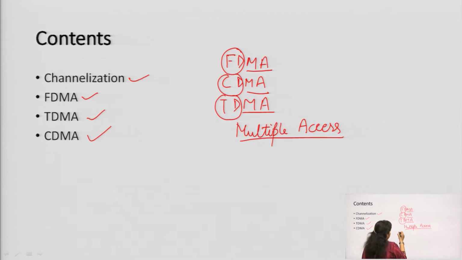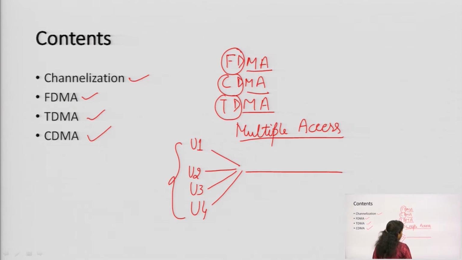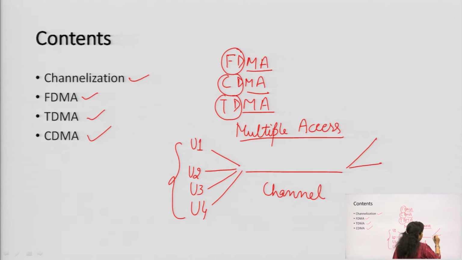Multiple access means when there is more than one transmitter. Let us say in a network there are 4 users. The first user is denoted by U1, the second user by U2, the third user by U3 and the fourth user by U4. So, these are the 4 different users that are going to access a common channel, which is shown by this line. This is the common channel, and there are 4 different receivers: receiver 1, receiver 2, receiver 3 and receiver 4.